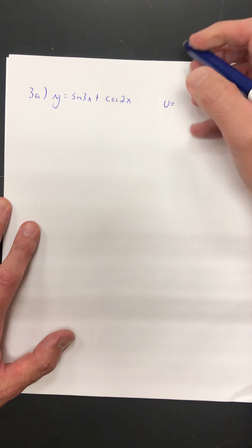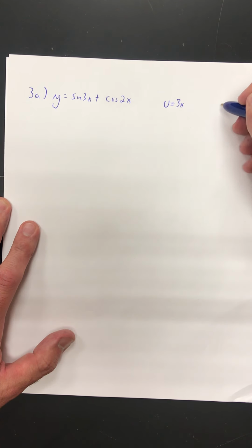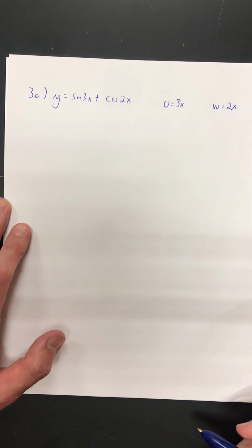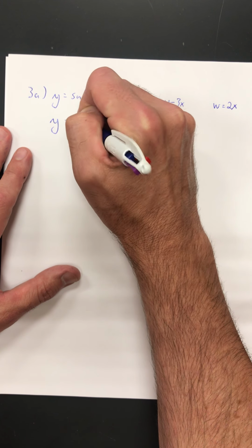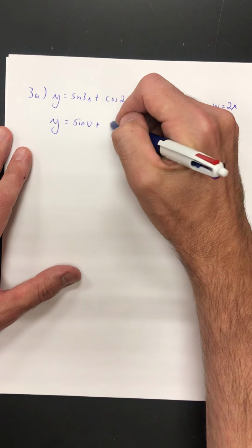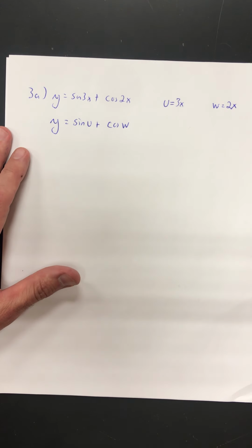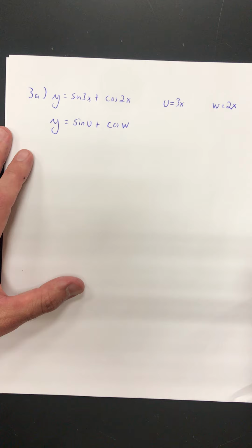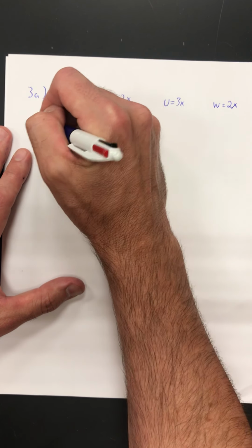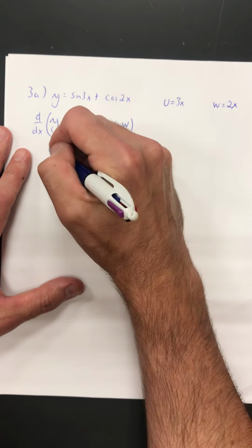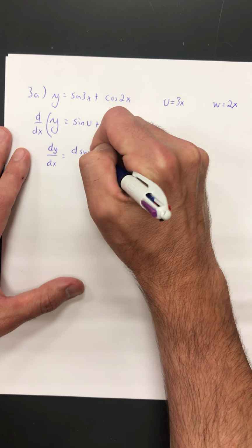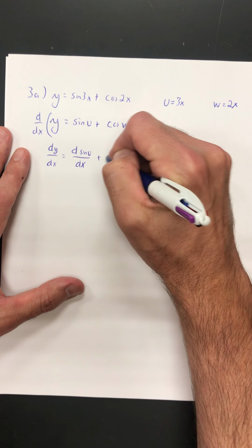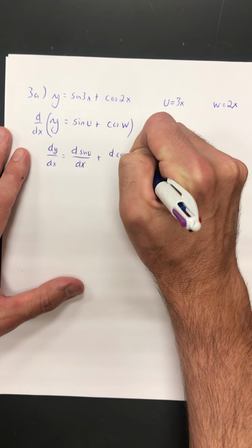I'm going to make u equal to 3x and w equal to 2x. So here we go. What can I do with that then? y is equal to sine of u plus cosine of w now. All right, so what can I do there? Well, I can now take the derivative with respect to x of this statement. So dy dx is equal to d sine u dx plus d cosine w dx.